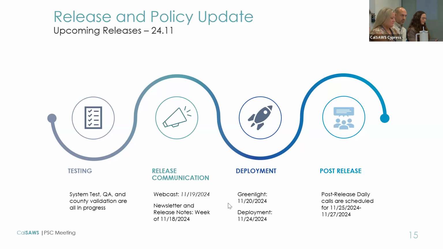From a deployment perspective, if we get green light on November 20, we would do the deployment on Sunday the 24th. This release is always done that Thanksgiving week. I know it's a short week for folks. We get it in, and we will have those daily release calls. They are scheduled, I think, already. Daily calls those first 3 days, just to check in with our counties and see how we're progressing as the release comes live. So those are the quick highlights for the releases in general.